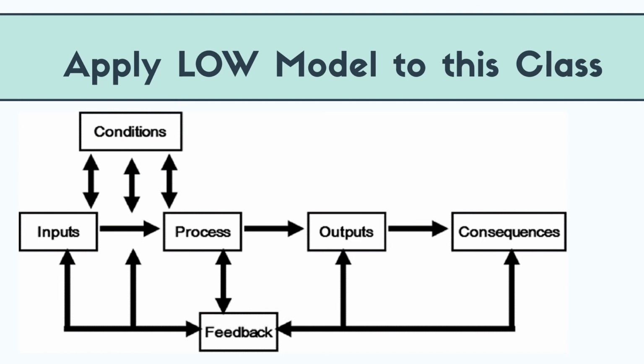We've shared some of the key ideas and components of Langdon's language of work model. We've also shared some examples of how this model has been applied. Now it's your turn. Think about this class, EME 6691. Take a moment to apply this model to the work that you do in this class. What are the inputs? What are the conditions, the processes, and the outputs? What are the consequences? Don't forget they have to be positive. And what types of feedback do you receive? Pause the video and share the elements of work for this class in the discussion post.